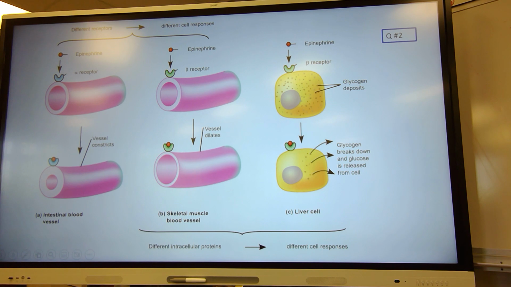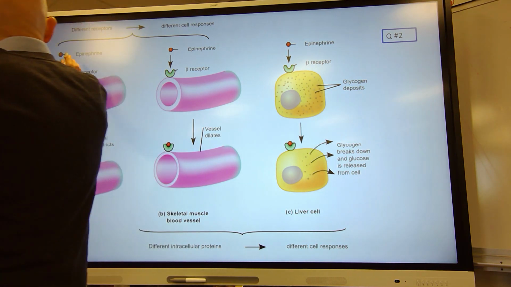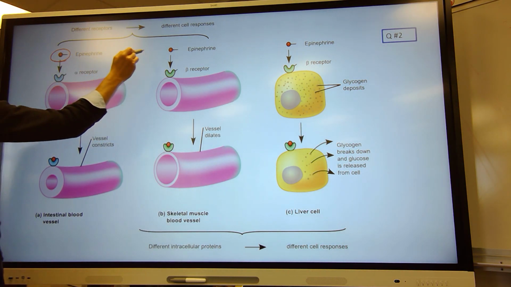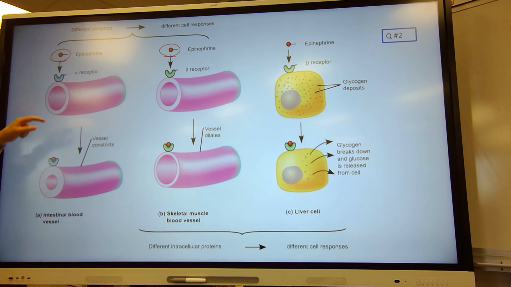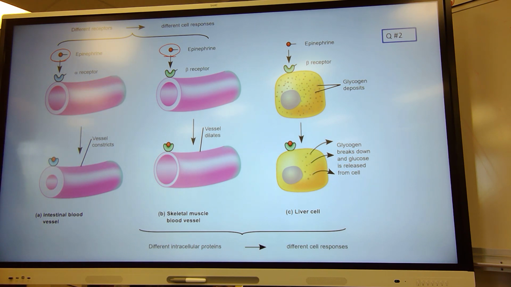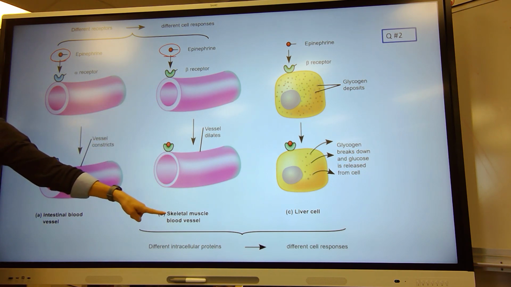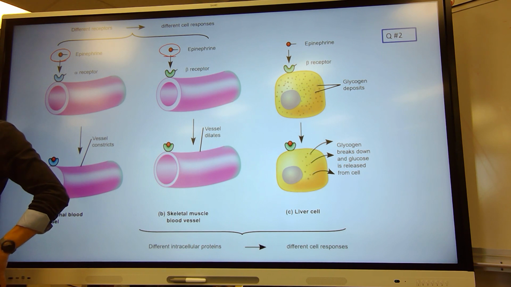If we look at this picture, which you don't have in there, two things that I want you to see: you can have the same hormone, so epinephrine, that's adrenaline, but you can have different receptors. And when you have different receptors, that will cause different responses. So here, in your intestinal blood vessels, this causes constriction of the blood vessels, so that takes the blood away from your intestines. And then your skeletal muscle blood vessels dilate, bringing more blood to your muscles.